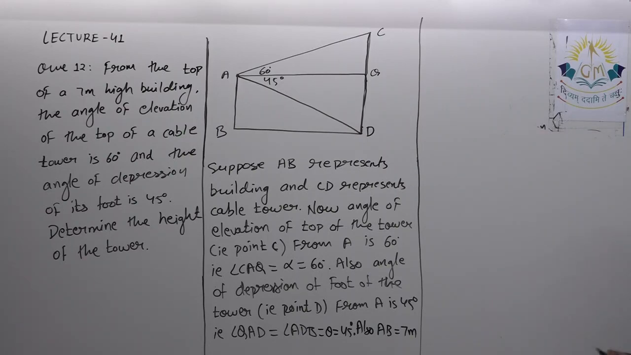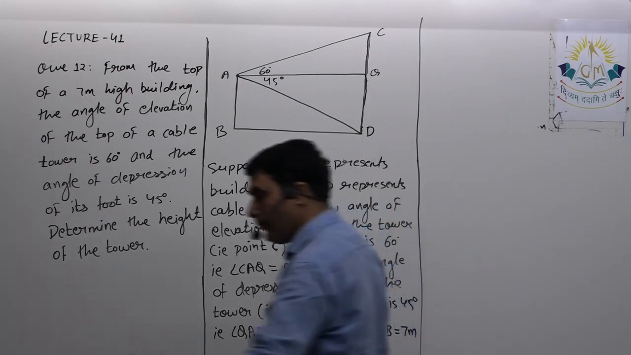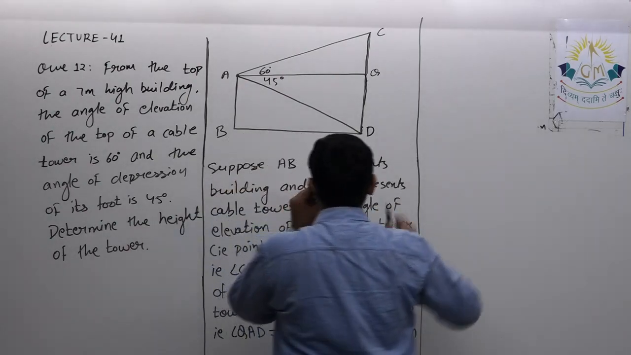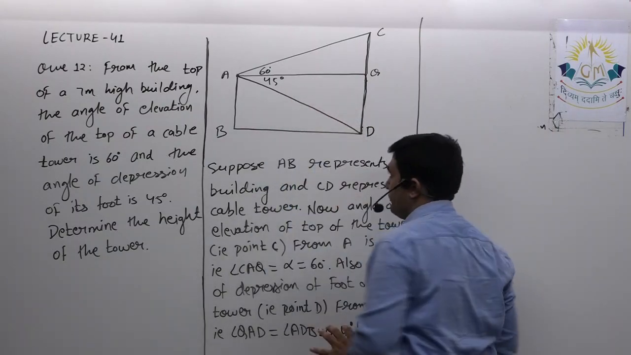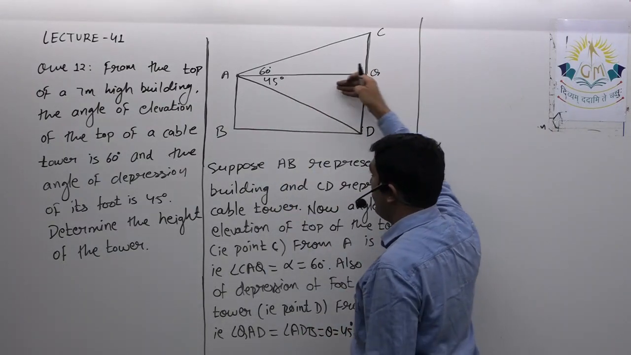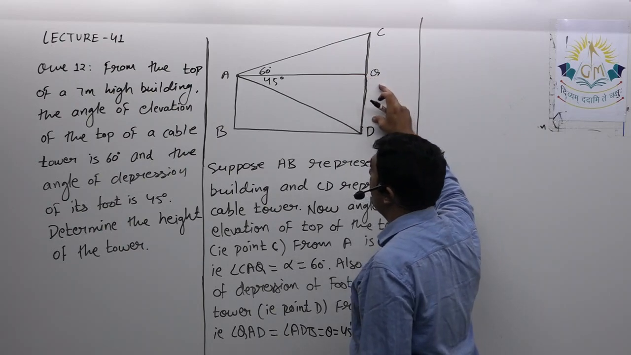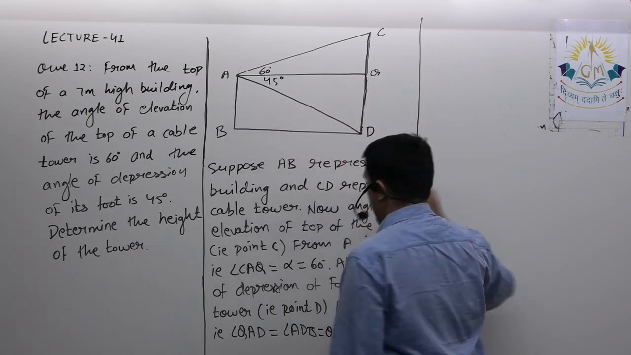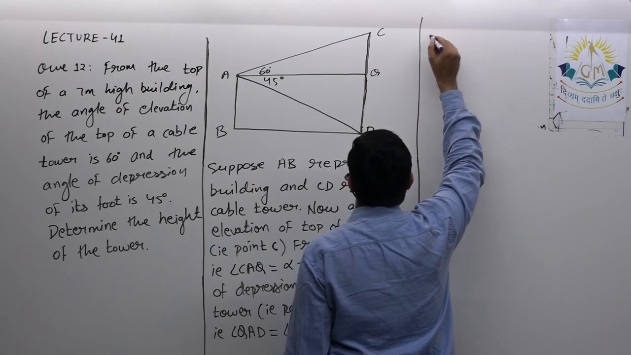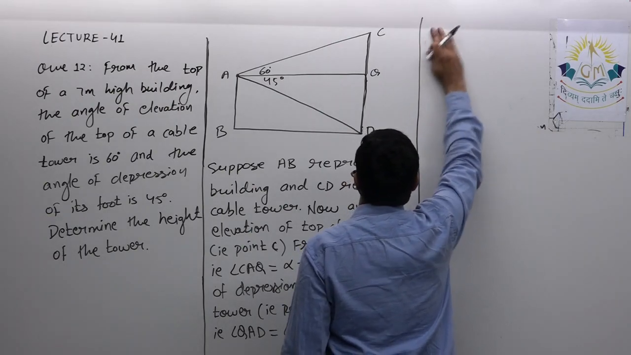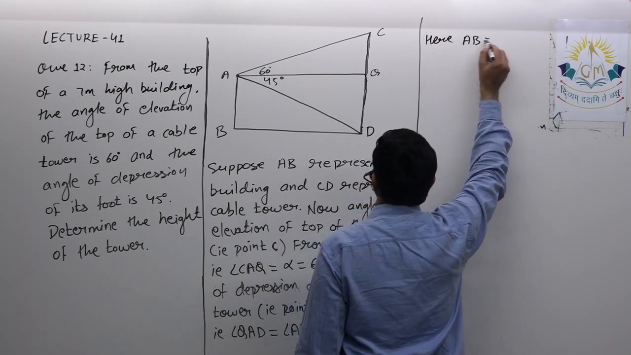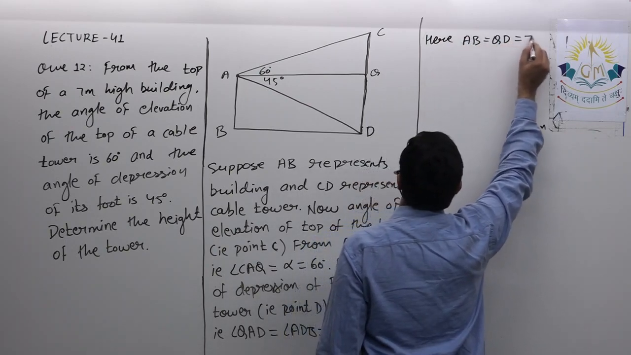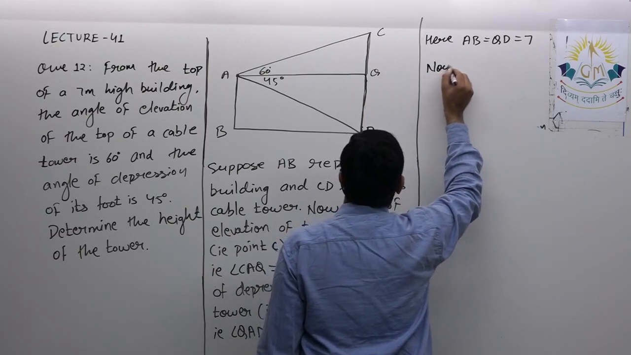Okay, so let us see how to solve this further. We need the length CQ, and CQ can be obtained only if we have AQ. Now AQ is not given, but we can say we have QD because we have AB. So here I will write, AB is equal to QD is equal to 7.